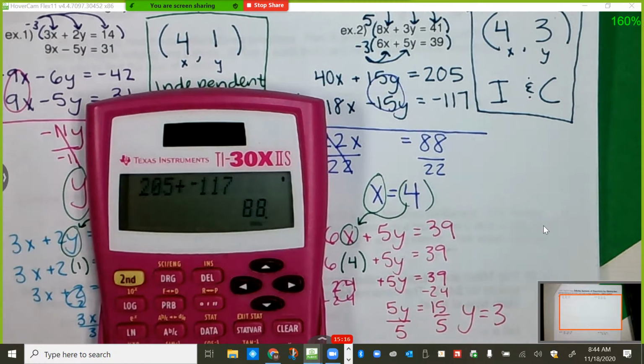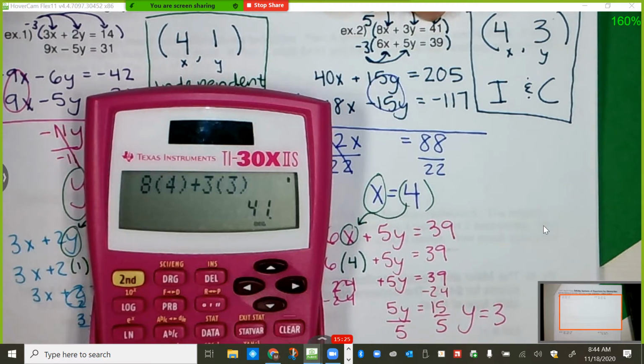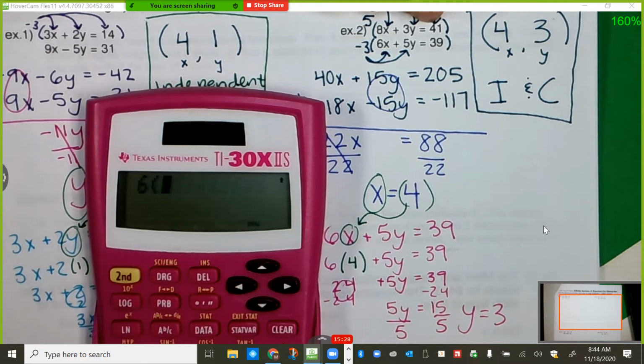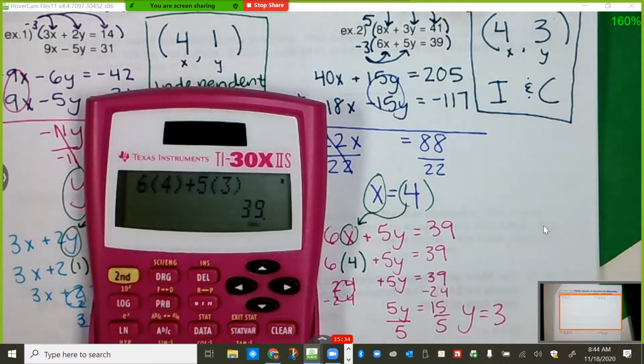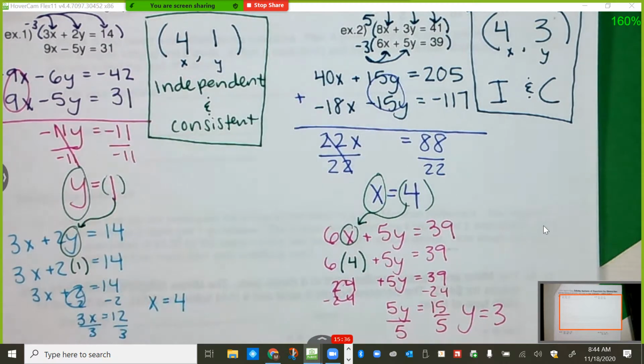And we have our first equation is 8 times 4, which is x, plus 3 times y, which is 3. And this should equal what? Did it work? Okay, and then 6 times 4 plus 5 times 3 should equal 39. Did it work? Yes, so we got the right answer. Any questions so far? Okay, let's look at number 3.